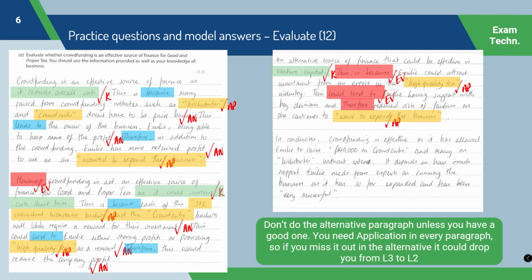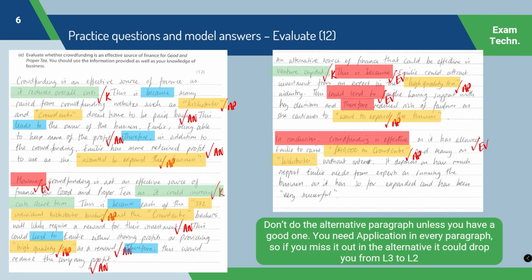So in conclusion, crowdfunding is effective as it has allowed Emily to raise £140,000 on Crowdcube and money on Kickstarter without interest. Okay, I would have heard the word capital instead of money, but splitting hairs maybe. But we've got the point in there without interest. That's the main thing. And we've got application in there, so we're going to be level 3 for application because we've got application everywhere.